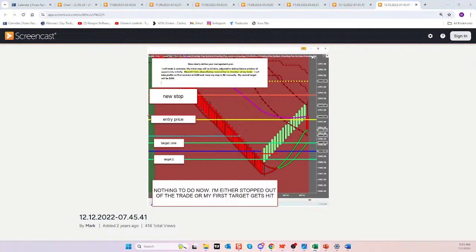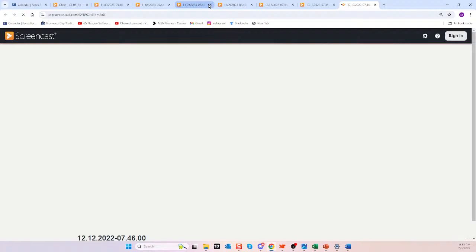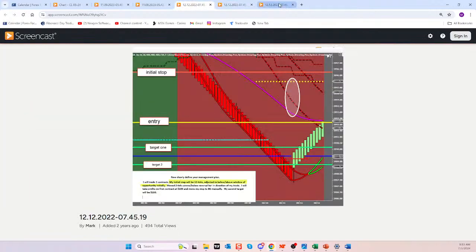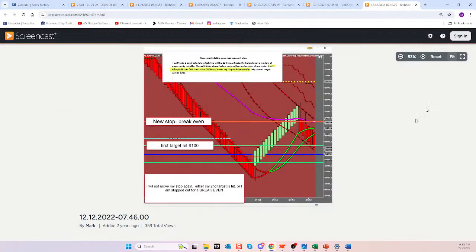And there will be nothing for me to do until it either hits my first target or it hits my stop. And I don't know which is going to happen, guys. I don't know if it's going to hit my stop or my target. I will never be in control of that. Ever. But what I do know is that if I move my stop too soon, the fluctuation took me out before I ever hit my target. So keep it mechanical. Your first target is $100.